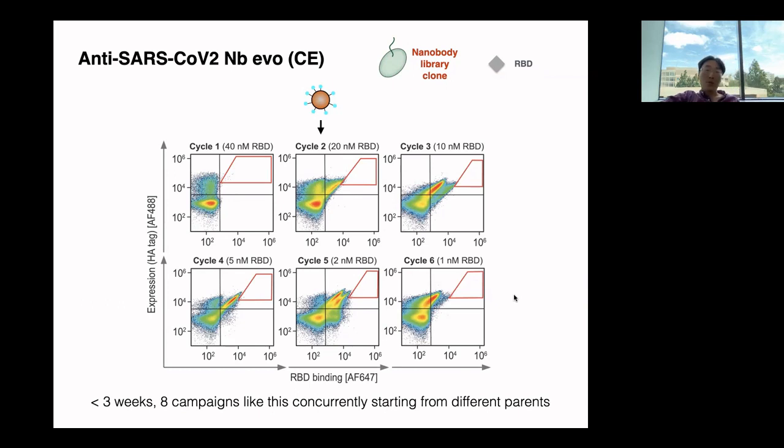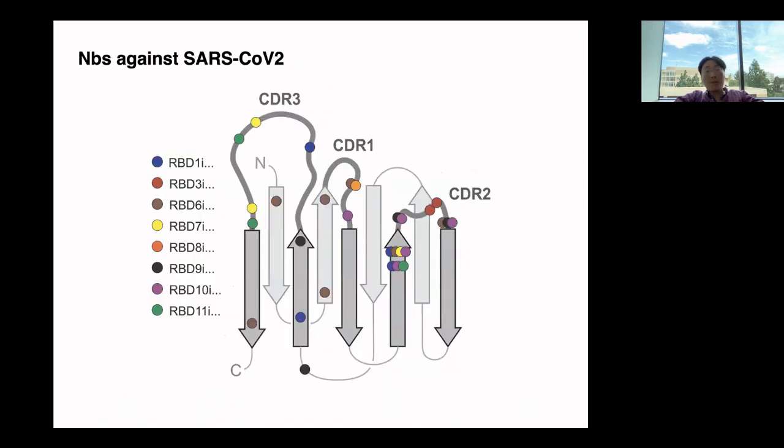And so in less than 3 weeks, and I should add, this is 3 weeks of uninterrupted time. There were a lot of interruptions, as you can imagine, during COVID research. But in an uninterrupted time of about 3 weeks, you can run multiple campaigns like this, starting from different parents, and we did 8, and you get this sequential fixation of new mutations that lead to the affinity maturation of the antibody. And at the end of the day, if you sequence these, of course we have, we see all sorts of mutations.